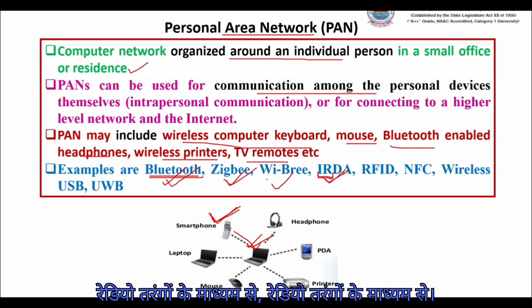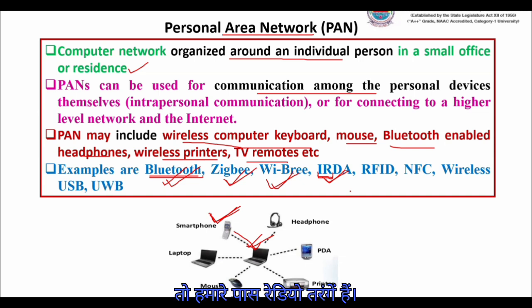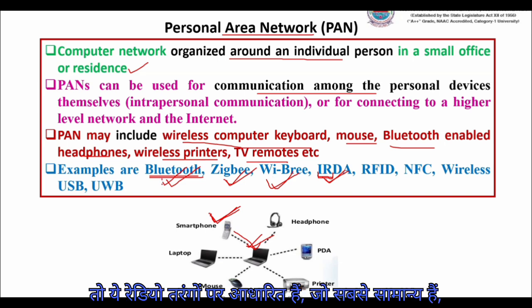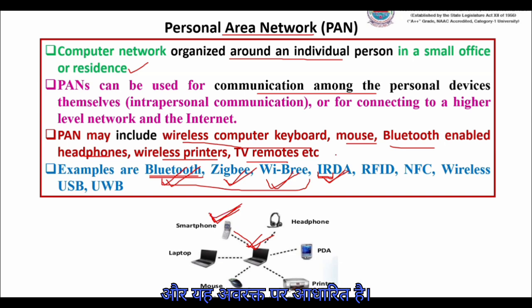Here the communication is through radio waves. I will be talking about these kinds of waves, meaning the wireless media, the wireless communication strategy, which is taking place in the air. We call them waves. So we have radio waves, microwaves, and infrared waves. These are based on radio waves, the most common ones, which we use on our phones also.